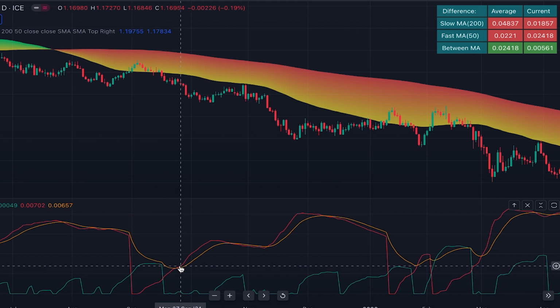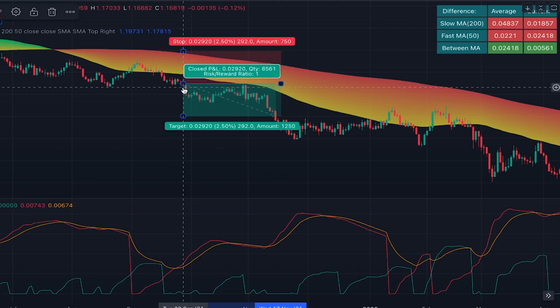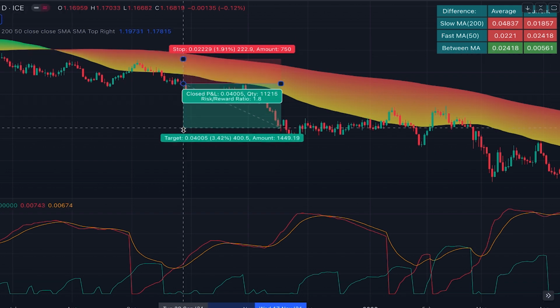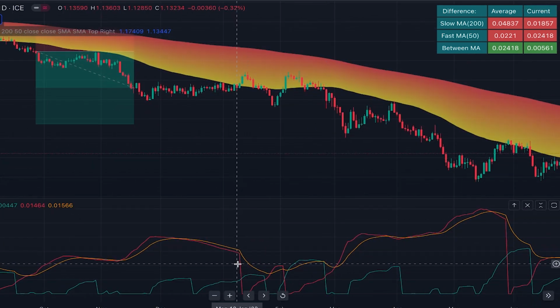When the red line is already crossed above the orange line, the signal is confirmed and we can enter a short position here as this new candle is opened. The stop loss for this trade is placed above the previous swing high and the profit at the risk to reward ratio of 2.